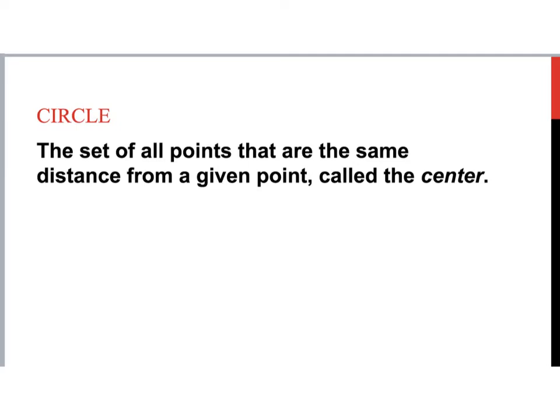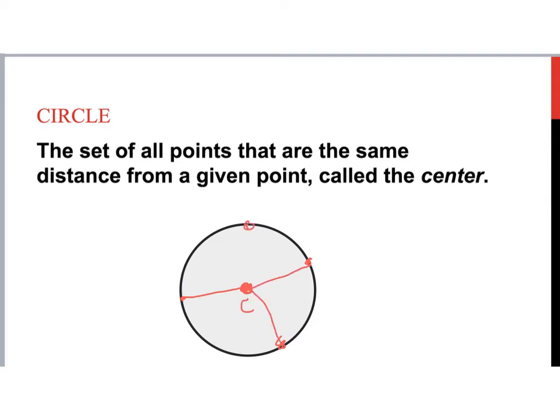Now by definition, a circle is a set of all points that are the same distance from a given point called the circle's center. So if we have a circle like this, any point on the outside of this circle is going to be equidistant, or the same distance, from some point which we call the circle's center, and I'm going to put a C here. So all of these points are going to be the same distance to this center point here. So if you have a shape where you can do that, then you know that you have the shape of a circle.